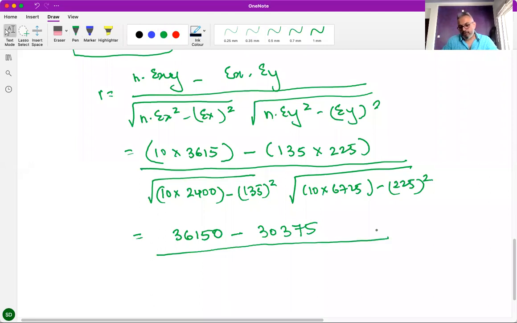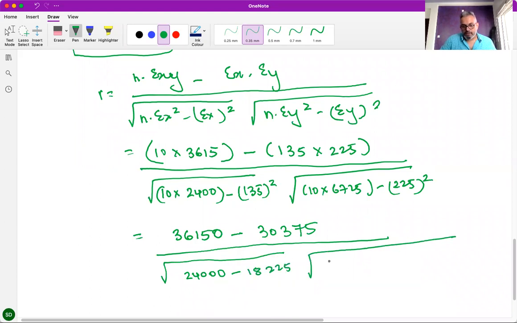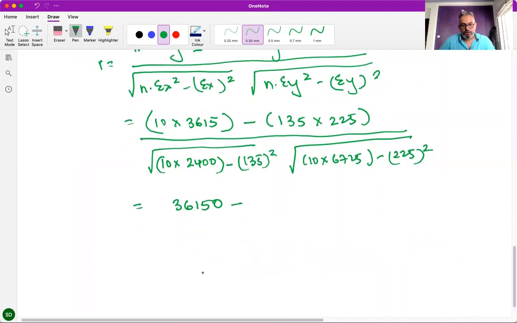Whole upon. Now here what we will do is 2400 into 10 is equal to 24,000. 135 square is equal to 18225. Okay, I'll write one step for you, not to worry. So 24,000 minus 18225, 67250 minus 50625. Please solve it on your own.